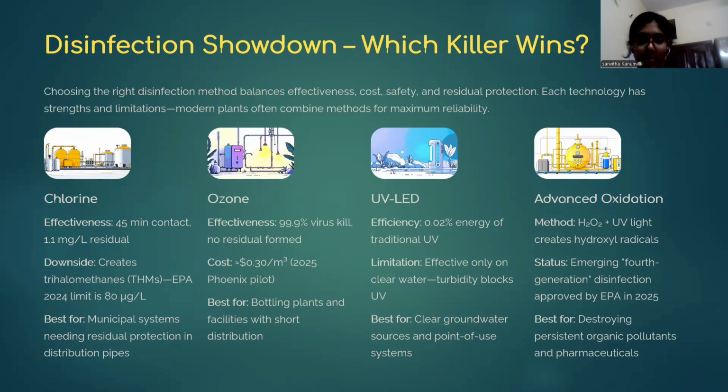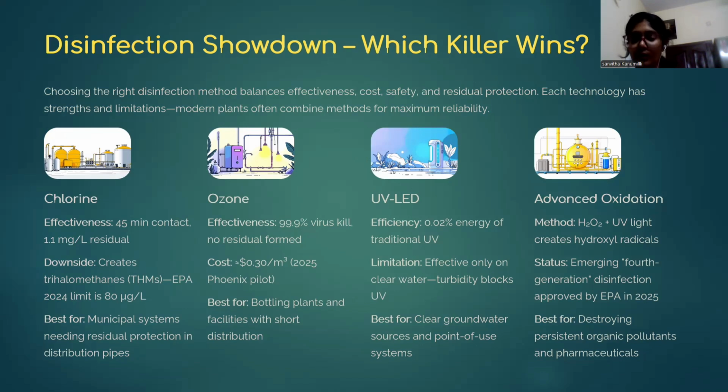Coming to chlorine, its effectiveness is 45 minutes contact and 1.1 milligram per liter residual. And the downside is it creates trihalomethanes, THMs. The EPA 2024 limit is 80 micrograms per liter. And it is best for municipal systems, which need residual protection in distribution pipes.